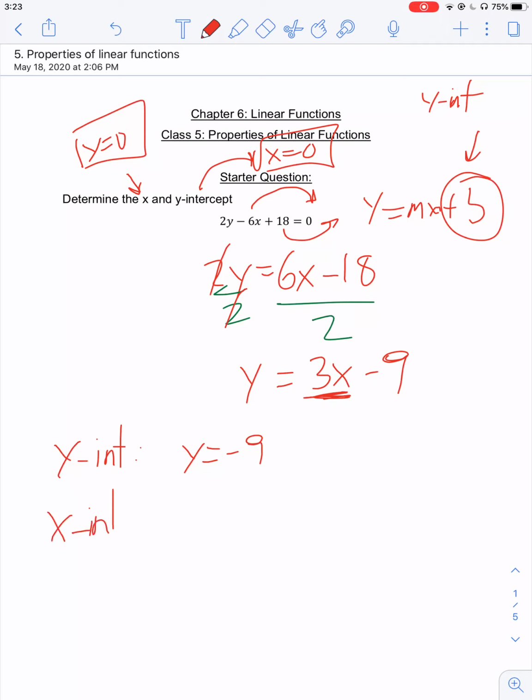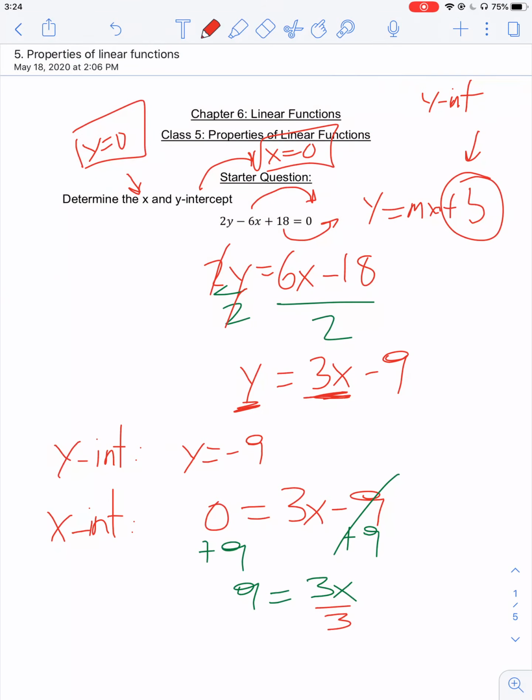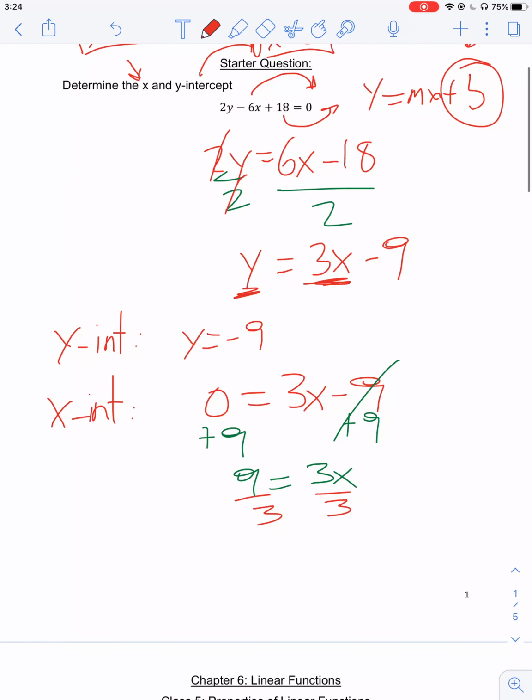X-intercept means when I have to replace my y value by 0. So let's do that. I'm going to replace this y value by 0 and then just solve for x. So that means I have to do plus 9 on both sides. So this will disappear, and then you're going to get 9 is equal to 3x. And finally divide by 3 on both sides. So this will cancel out, so x is equal to 3.